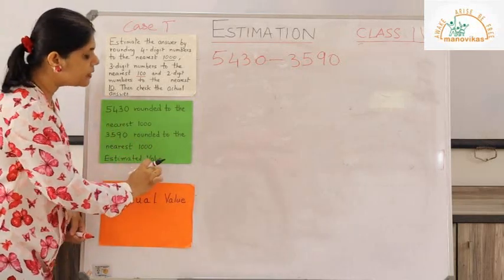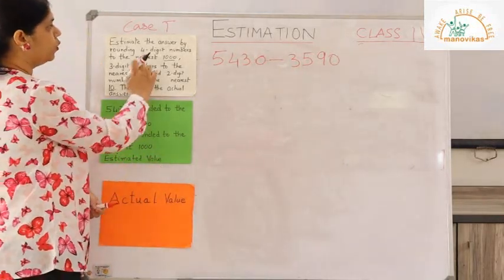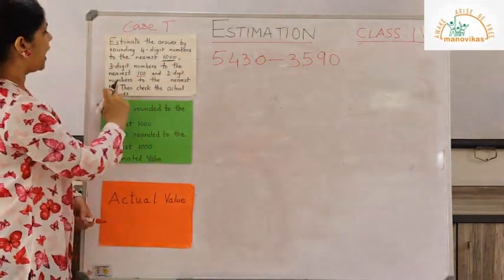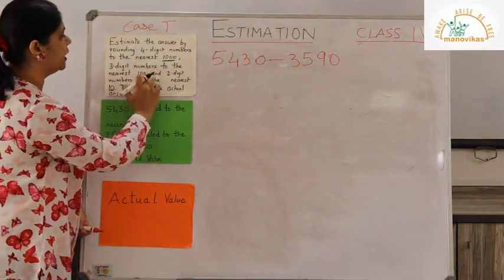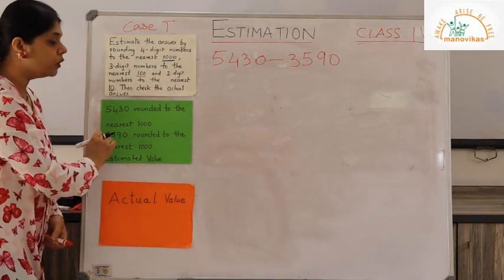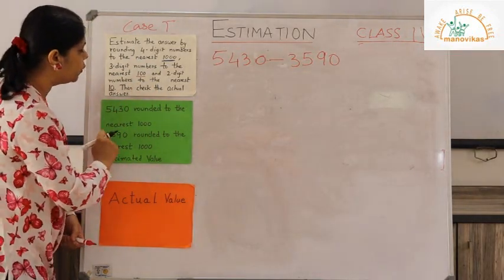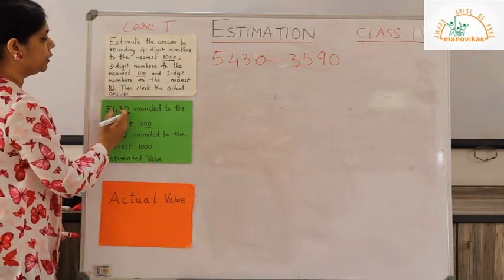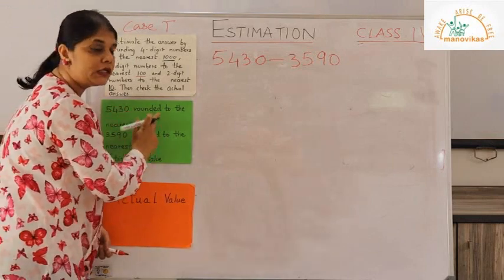To find the estimated value, we have to round the 4-digit numbers to the nearest 1000 and the 3-digit numbers to the nearest 100. So here we have both 4-digit numbers. So where will we round? We'll round to the nearest 1000. So 5430, let us round it to the nearest 1000.